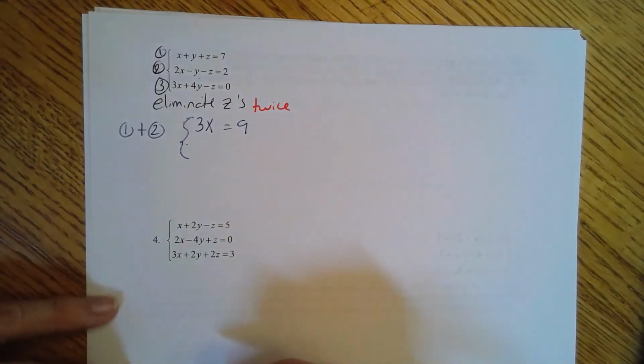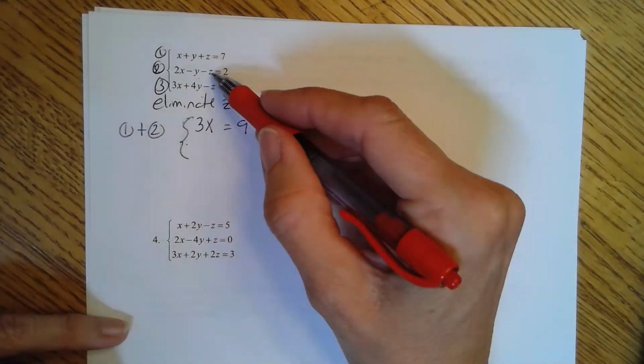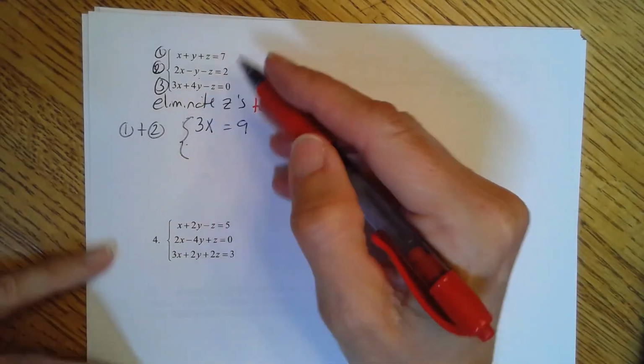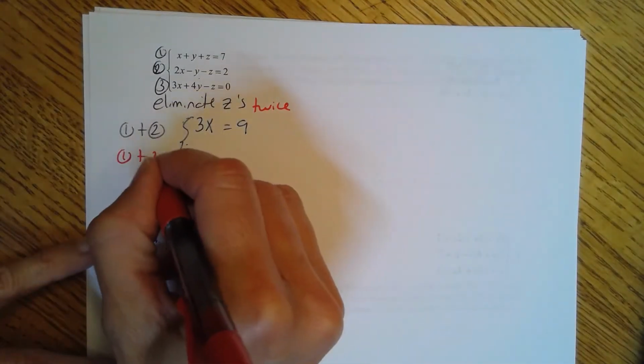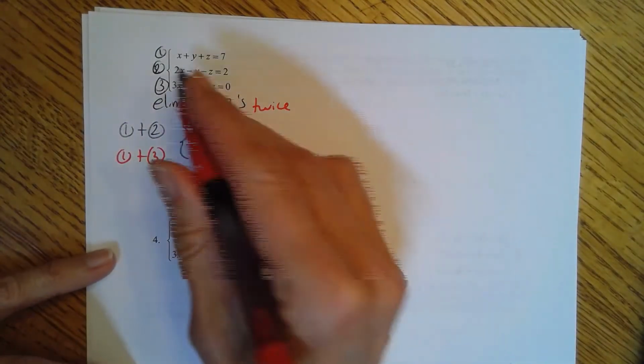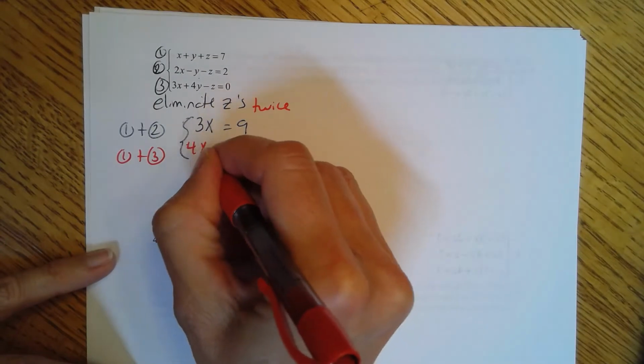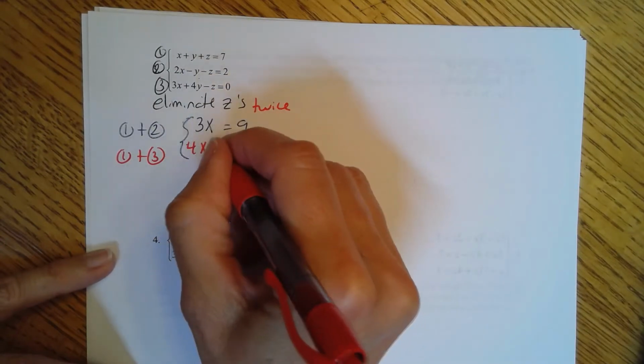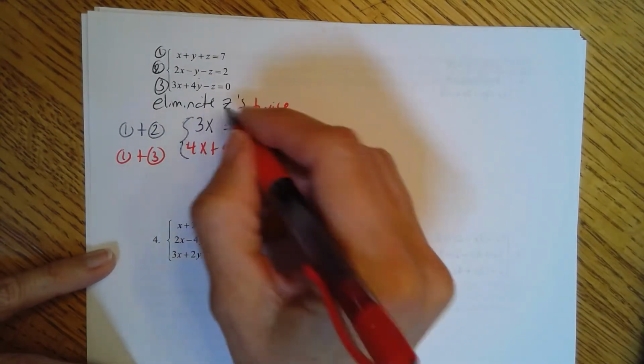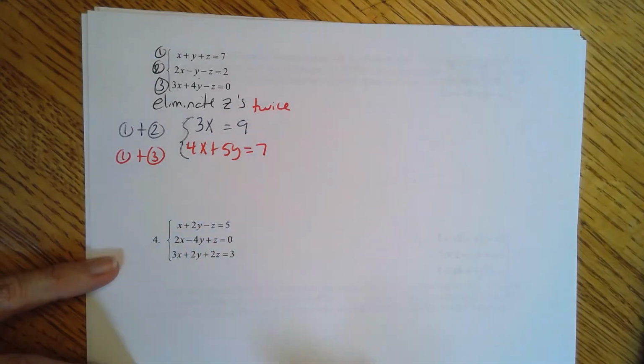So what else do you need to do to eliminate the z's? Well, since I used 1 and 2, we can use 1 and 3 or 2 and 3. So I'm just going to take 1 and 3 and add those together. So x plus 3x is 4x. Y plus 4y is 5y. Z's cancel, and 7 plus 0 is 7.